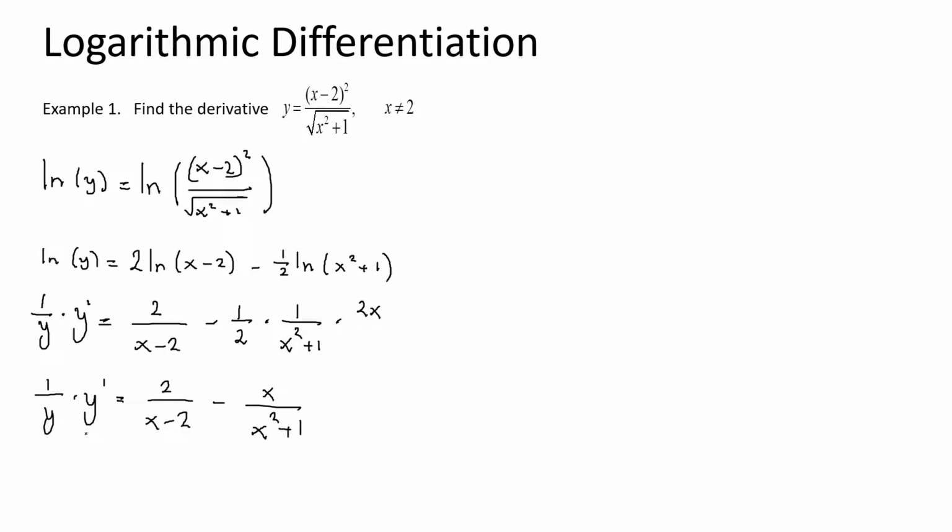Now our goal is to solve for y prime, so we're going to multiply y to the other side. So we could say y prime is equal to 2 over x minus 2 minus x over x squared plus 1. This whole thing will get multiplied by y. Now if you look carefully, this y needs to get replaced, and this y is equal to our original equation, which is (x minus 2) squared over the square root of x squared plus 1.